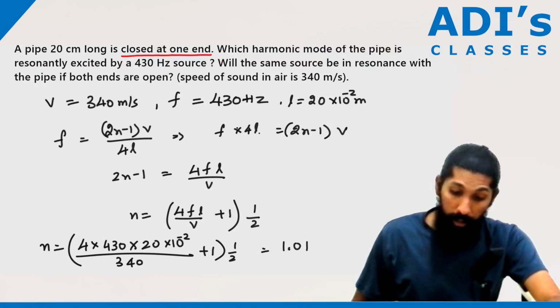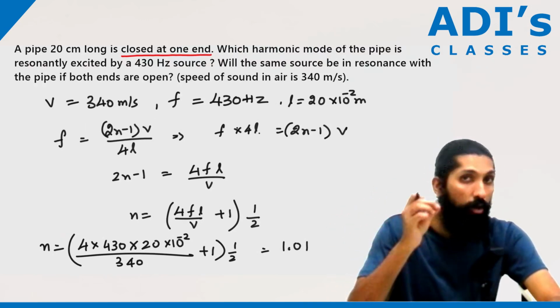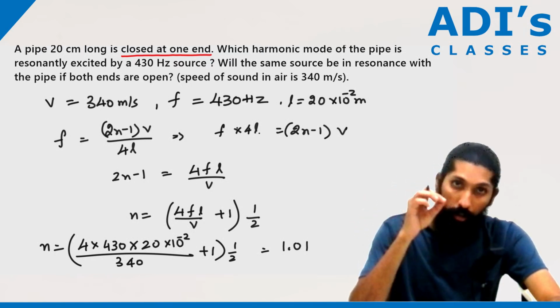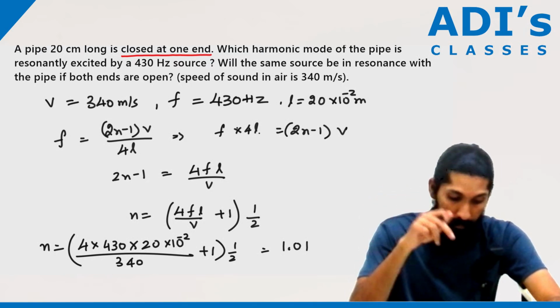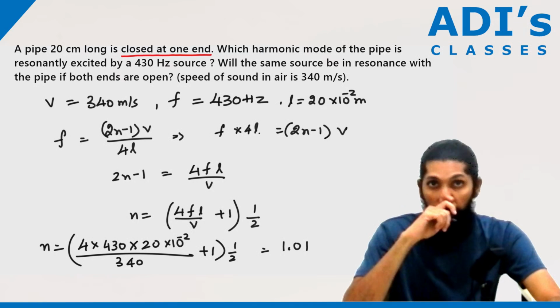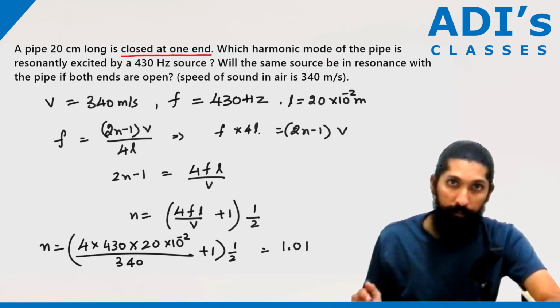In the sense, which harmonic mode? 1.01 is 1. So, the first harmonic mode. So, the answer for the first question, which is for the closed at one end, the closed pipe. Which harmonic mode of the pipe is resonantly excited? It's the first harmonic mode. Okay, now let's try to do the same thing for the second part of the question.